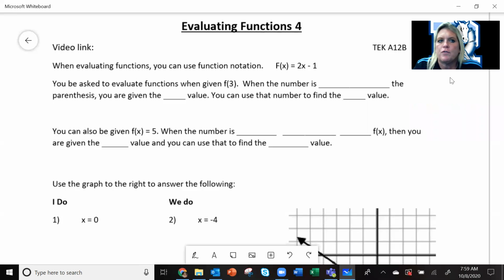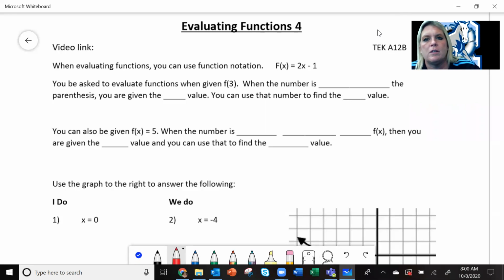Okay, evaluating functions 4. When we are evaluating functions, you can use function notation. So that's what we're going to be using, f of x. This right here is said f of x. That's how you say this. F of x equals 2x minus 1.